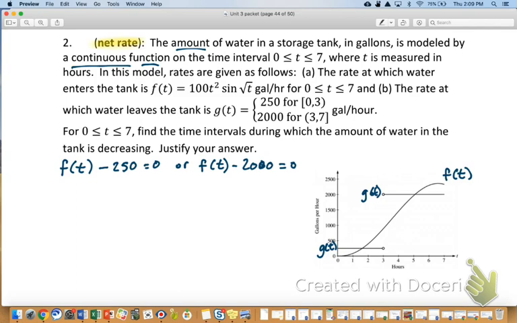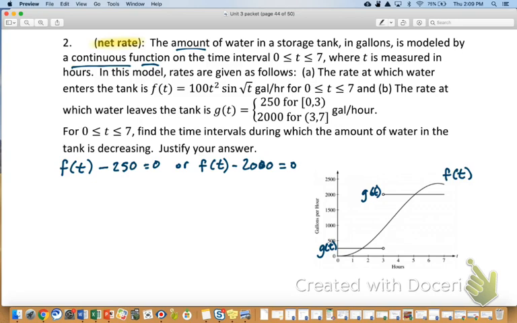Please notice all I've done is take the rate of water coming in minus the rate of water going out. Why would I do it in that order? Why would I subtract? Because f of t is increasing and g of t is causing it to decrease. The rate of decrease is presented as a positive number, 250 or 2,000. Because that's causing the amount to decrease, I need to subtract it.